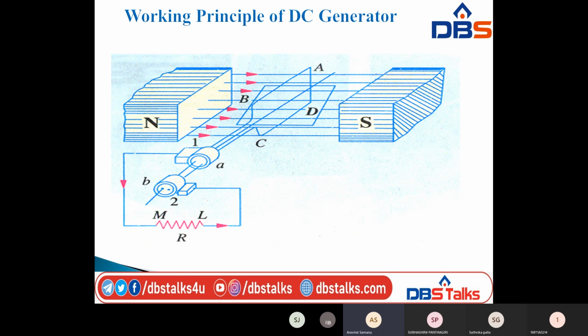So the induced EMF in the coil can be increased in two ways. First one is increasing the flux density, that is B, and second is increasing the angular velocity omega.